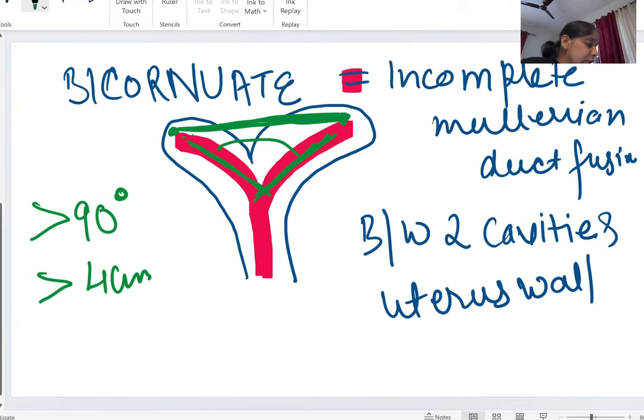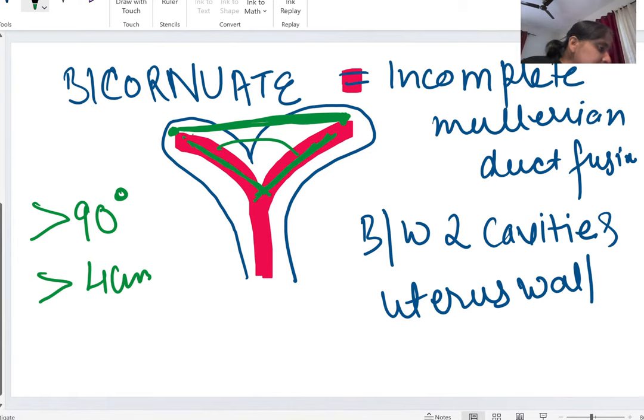Can you see whether the angle is 90 or less than 90? And one more clue I want to give you, that septate uterus is much more common. So if the angle is in confusion, then you have to take it septate, because septate uterus is more common.